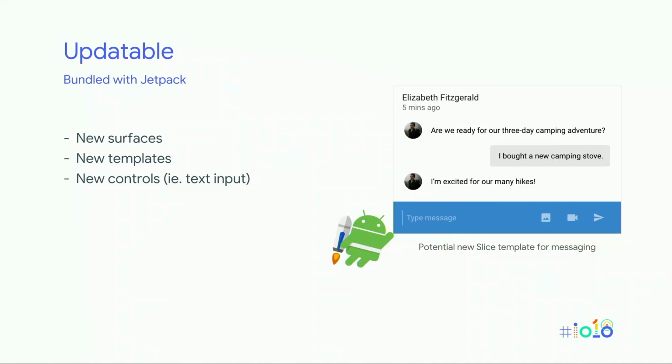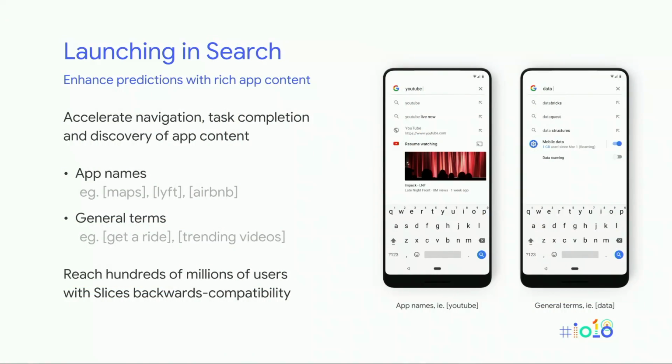So all of this sounds pretty great, but the really important question is, where are slices going to be available for users? Where are we launching? This year, slices are launching in Search, where we're going to use slices to enhance app predictions as the user is searching. There are going to be two main use cases in terms of how slices will appear.